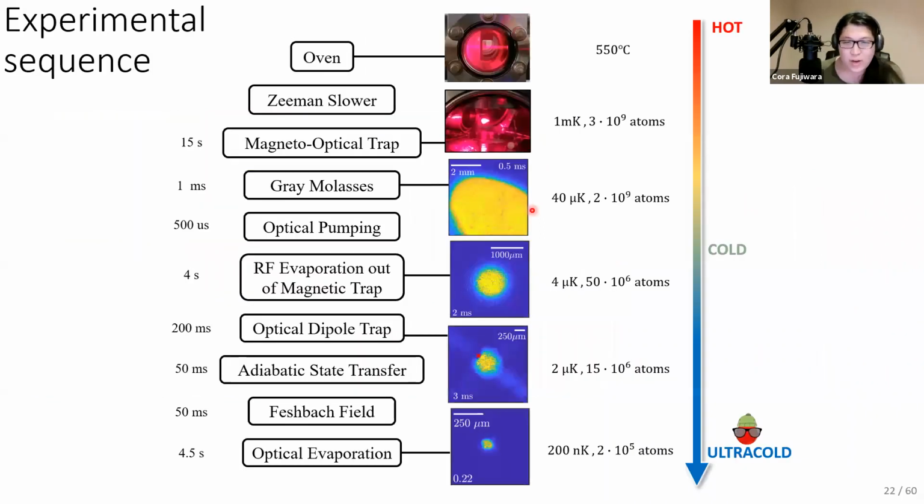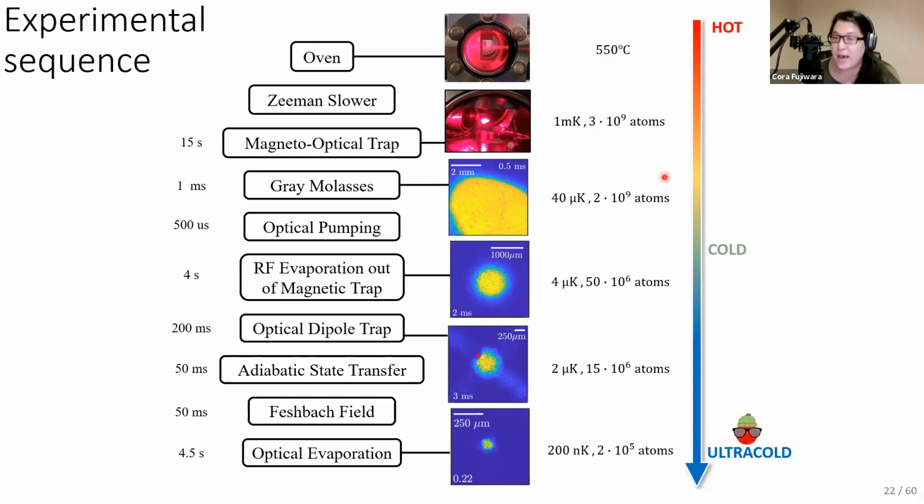And so now I'm going to briefly summarize all these laser cooling techniques in the following slide. This is what an experimental sequence would look like in the lab. There's a lot going on here, but I just want to point out that, as I mentioned before, we start off by heating our atomic metals. In this case, they are initially at 550 degrees centigrade, and through all these laser cooling steps, they get colder and colder.